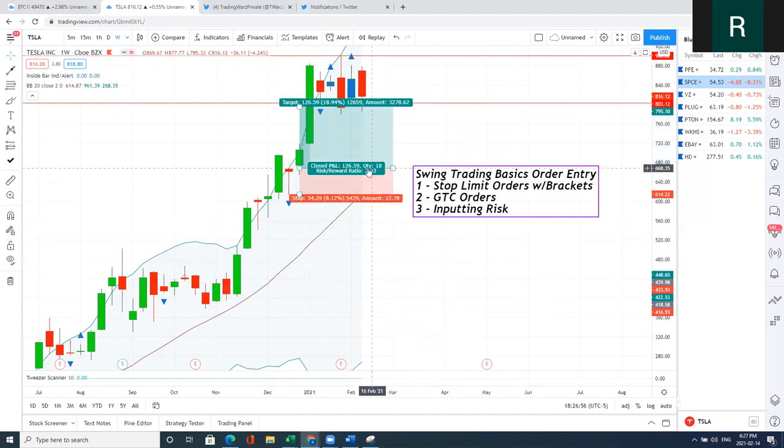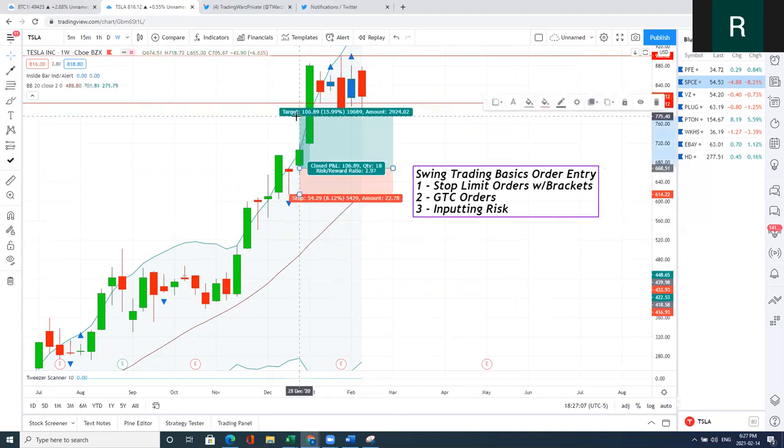So now it tells me right here, the quantity I need is 18 shares. So I need to buy 18 shares in order for this trade to hit my $1,000 risk as well as my $2,000 target. So I'm going to put a target right up here at 2R. This is where we want to go for this swing trade.